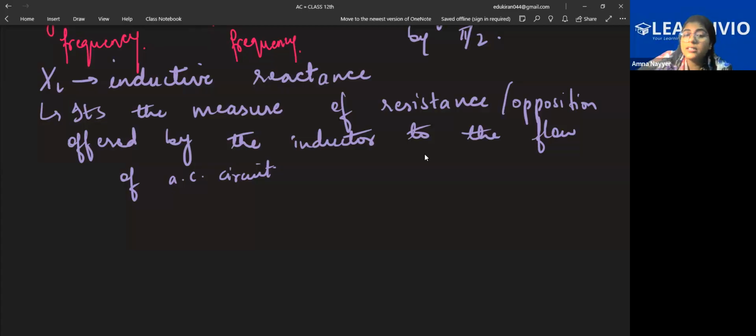Second, a circuit having only an inductor. When we are talking about this, the voltage is E naught, current is I naught, everything is the same, but here the resistance is not R, because in your circuit you don't have a resistor, you have an inductor. A circuit having only an inductor will have its own resistance, which we call XL. XL is equal to omega L, which you can further write as 2 pi nu L.